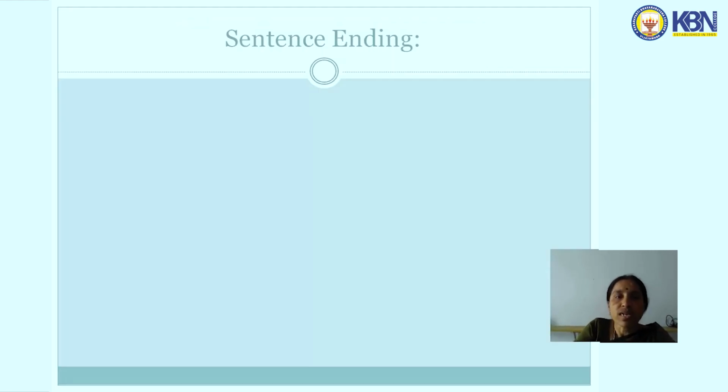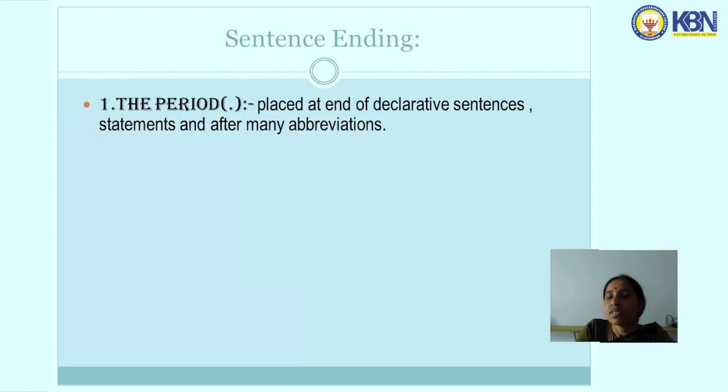So first of all, let's start with the first punctuation mark, that is the full stop or the period, which is used at the end of declarative sentences or statements and after many abbreviations. So what do you mean by a sentence? A sentence is a group of words which convey complete meaning. Now there are different kinds of sentences. We have statements, imperative sentences, interrogative sentences and exclamatory sentences.